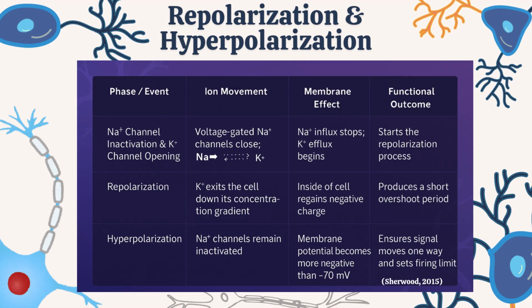Which brings us into repolarization and hyperpolarization. Now, immediately after the spike, those sodium channels close and the voltage-gated potassium channels open up. Sherwood 2015. Potassium flows out, bringing the voltage back down. That's repolarization. Sometimes it overshoots below negative 70 mV, which will create a hyperpolarization. During this phase, the neuron enters its refractory period. The absolute refractory period ensures a signal moves only one way, while the relative period sets a limit on how often a neuron can fire.